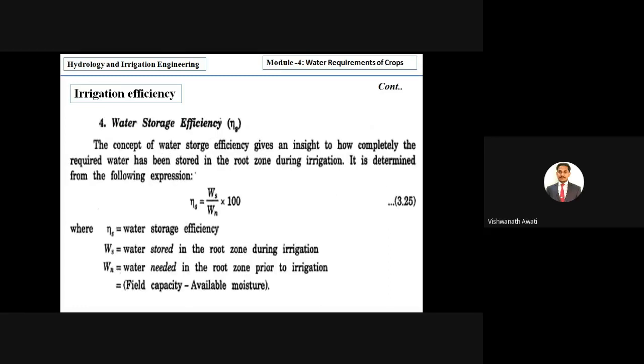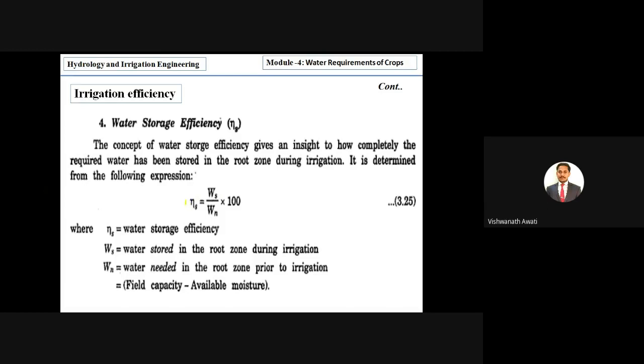Next we will go for water storage efficiency. Water storage efficiency gives an insight into how completely the required water has been stored in the root zone during the irrigation, and it is determined by the following expression.